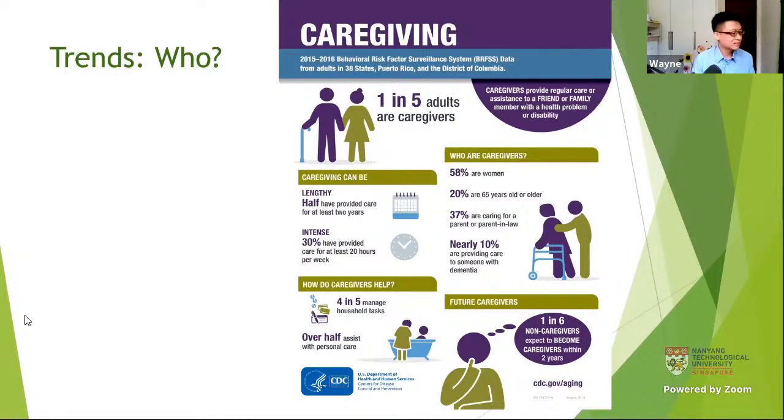Caregiving can be lengthy and intense. Lengthy in that half have provided care for at least 2 years. It could be intense because 30% have provided care for at least 20 hours per week. So think about it, that's almost a part-time job, right? If it's 44 hours for a full-time job. Now, how about Singapore?